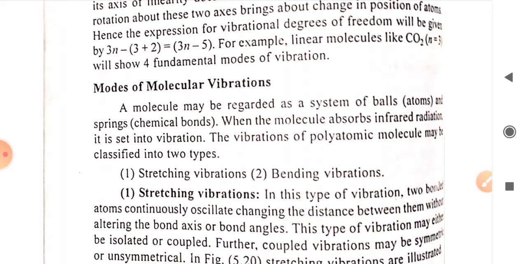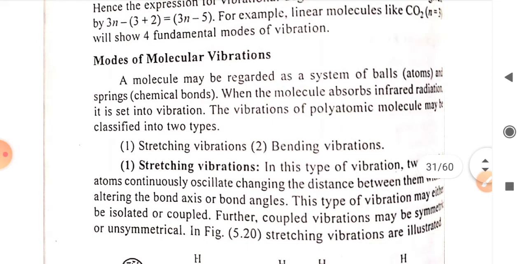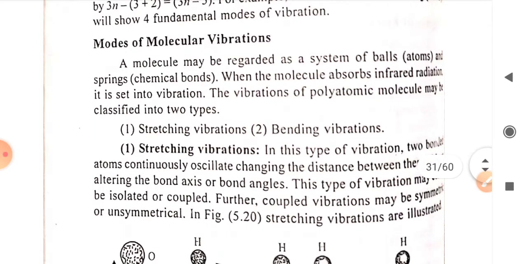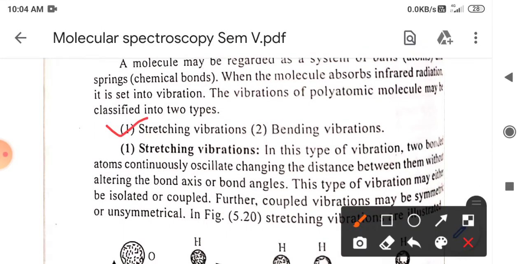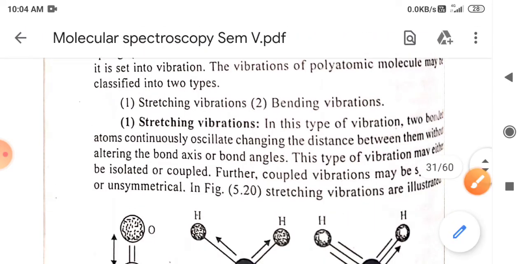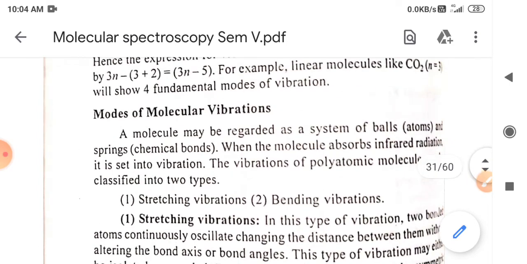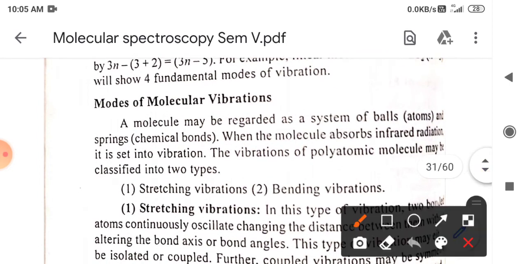So there are two types of modes in the given molecule. One is the stretching vibrations and another one is the bending vibrations. If you consider the atom as a ball and the chemical bond as a spring, the ball and spring model, we can quite imagine how vibration in the molecule will take place.